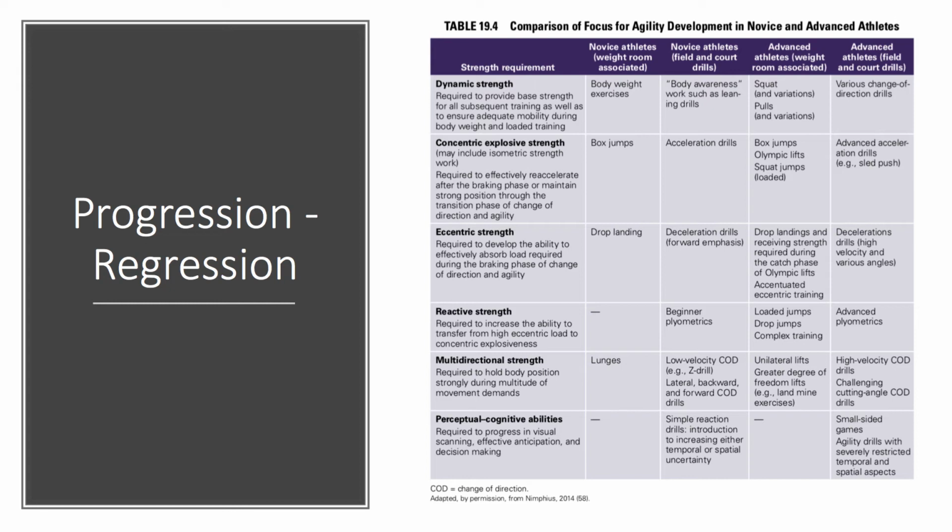There's nothing that can be trained really in the gym. However, in the field, there's simple reaction drills, introduction to increases in either temporal or spatial uncertainties. And then for advanced athletes, you can do small-sided games, agility drills with severely restricted temporal and spatial aspects, okay, where the person has to make cognitive decisions while they're doing things fast and being agile. Okay, that's the perceptual cognitive piece that's added to make agility agility. Otherwise, if you remove that perceptual cognitive ability, all your training is speed. So ultimately, this table really provides a good progression and regression and should direct agility-based development in your athletes.